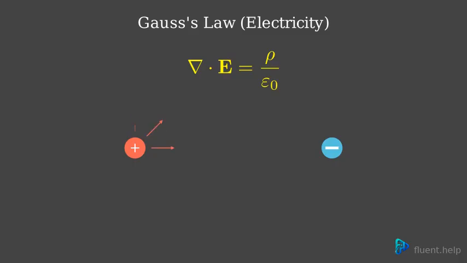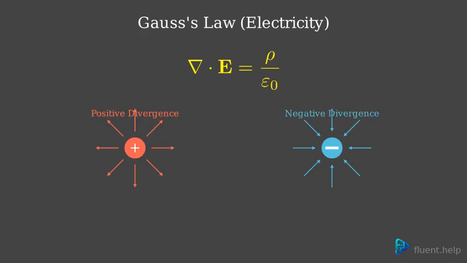If you have a positive charge, the field lines spread outward. That is a positive divergence. If you have a negative charge, the lines converge. That is a negative divergence. It is a simple relationship between the field and the stuff that creates it.